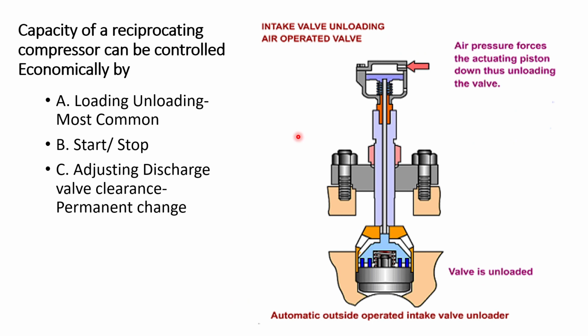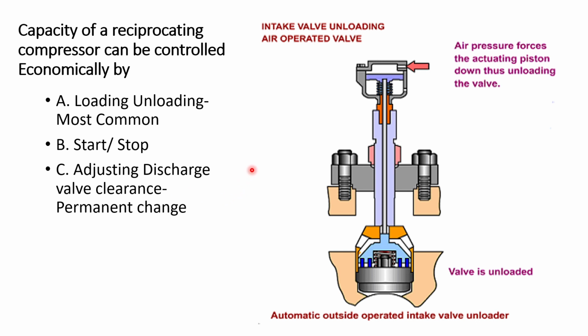Now let us see how the capacity of a reciprocating compressor can be controlled economically. It is done by loading and unloading, which is the most commonly adopted process, by automatic start and then stopping manually, or by adjusting the discharge valve clearance, but adjusting the discharge valve clearance is a permanent change. So this has to be done with the support from some expert.